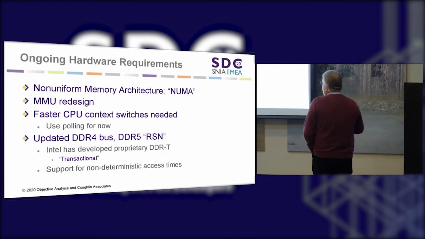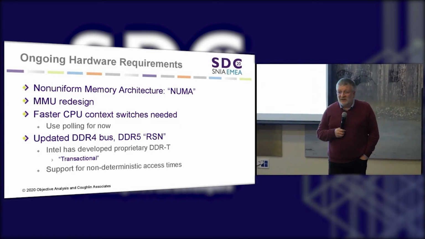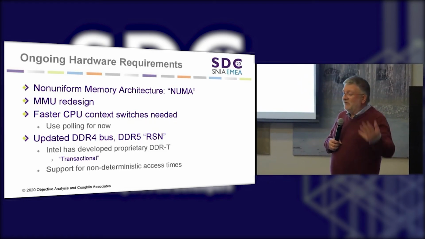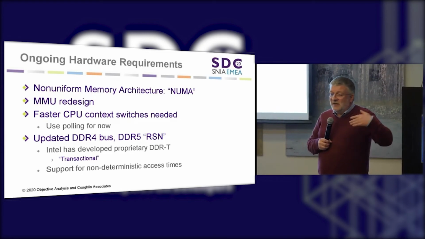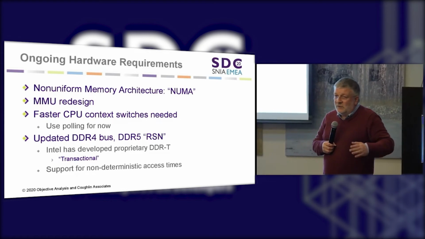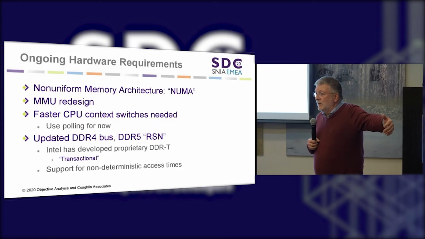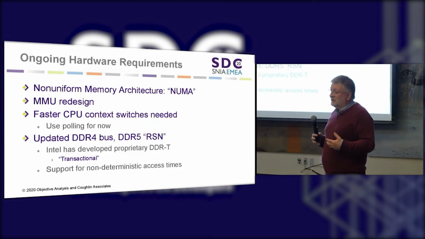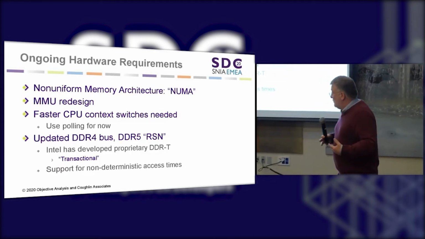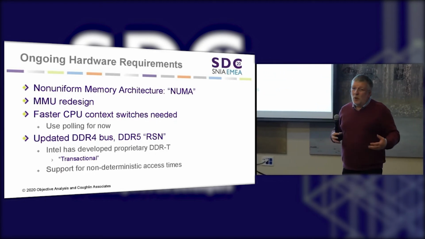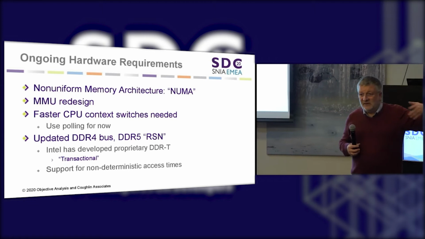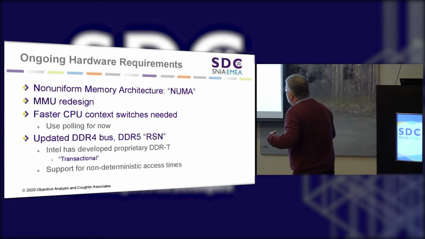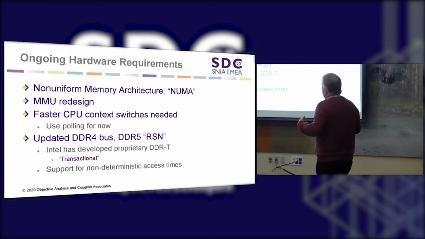We need an MMU redesign because the memory management unit isn't really helping us here. The way that you put NVDIMMs into a system is they announce to the BIOS what address range they're occupying, and then the operating system can query the BIOS to get the address range to understand that. But there should be ways for the MMU to actually know that it's addressing something that's persistent memory rather than DRAM. And that will come. We need faster CPU context switches.